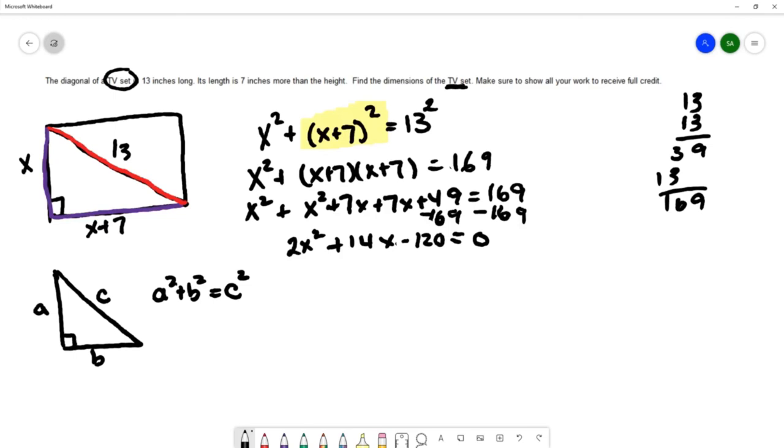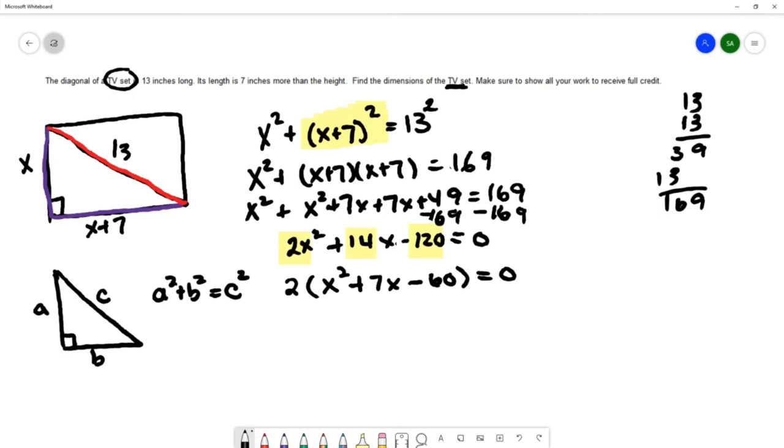Okay, so as I said before, I'm going to try to solve this by factoring, but if it doesn't work, we're going to solve it with the quadratic formula. So I do notice that all of these numbers are even, so I can factor out that coefficient of 2 from every term. That's going to make it a little bit easier to factor. So I have 2 times x squared plus 7x minus 60.